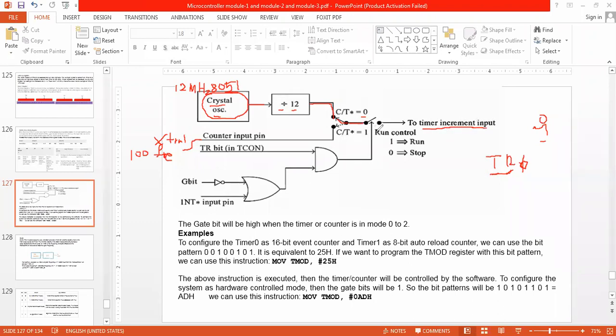Now there is one more switch here that we will see, and if I am connecting the external pin, then an external clock frequency is connected here. That is whenever C/T bar is equal to 1. Now understood? Counter means it is using the external clock frequency. Timer means it is using the internal clock frequency.